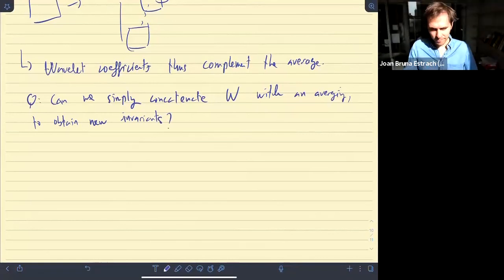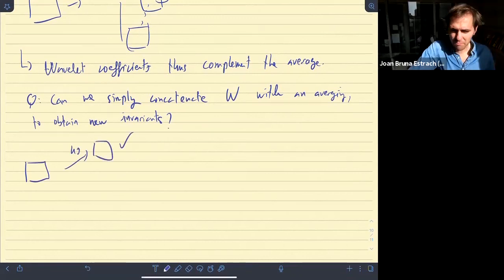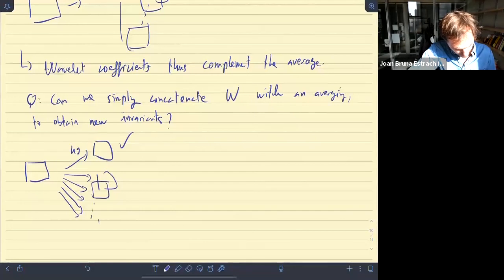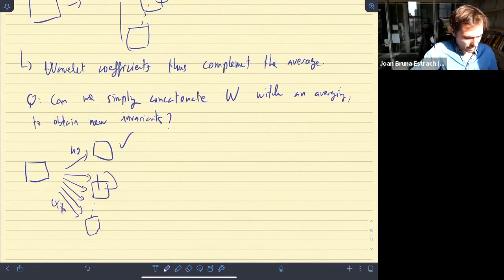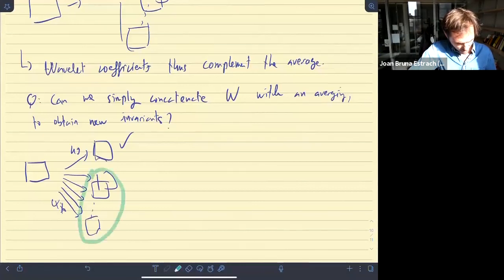What do you think? So we just draw the picture. We had our image X. We know that if we do this low pass filter, we get something that is stable. That's good. And now I'm basically telling you that there are all these other images that are created by different wavelets that complement the low pass filter. So how can we take all these images and extract invariance? So how can we extract invariance from here?